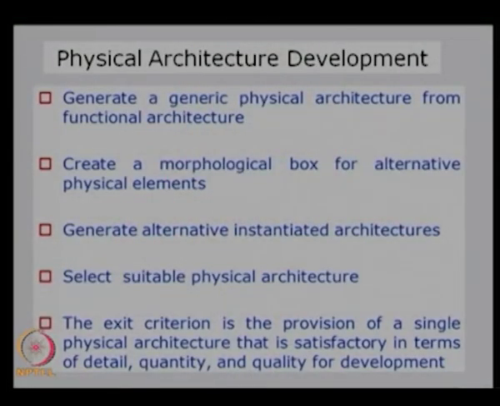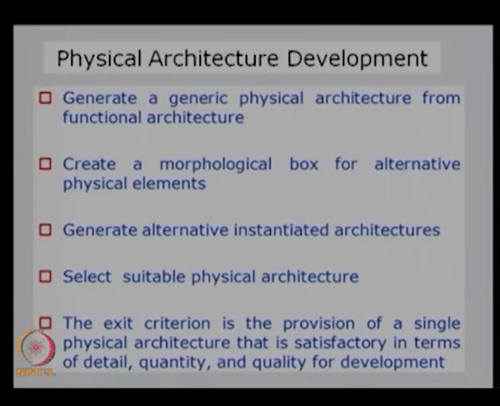So, that is the use of the morphological box, where we have alternative physical elements, and then using these alternative physical elements we will generate the alternative instantiated architecture. So, instantiated architecture is basically a physical architecture where we identify the component and then write down the component instead of the generic physical name of the component. So, here it is more specific, and that is why it is known as instantiated architecture.